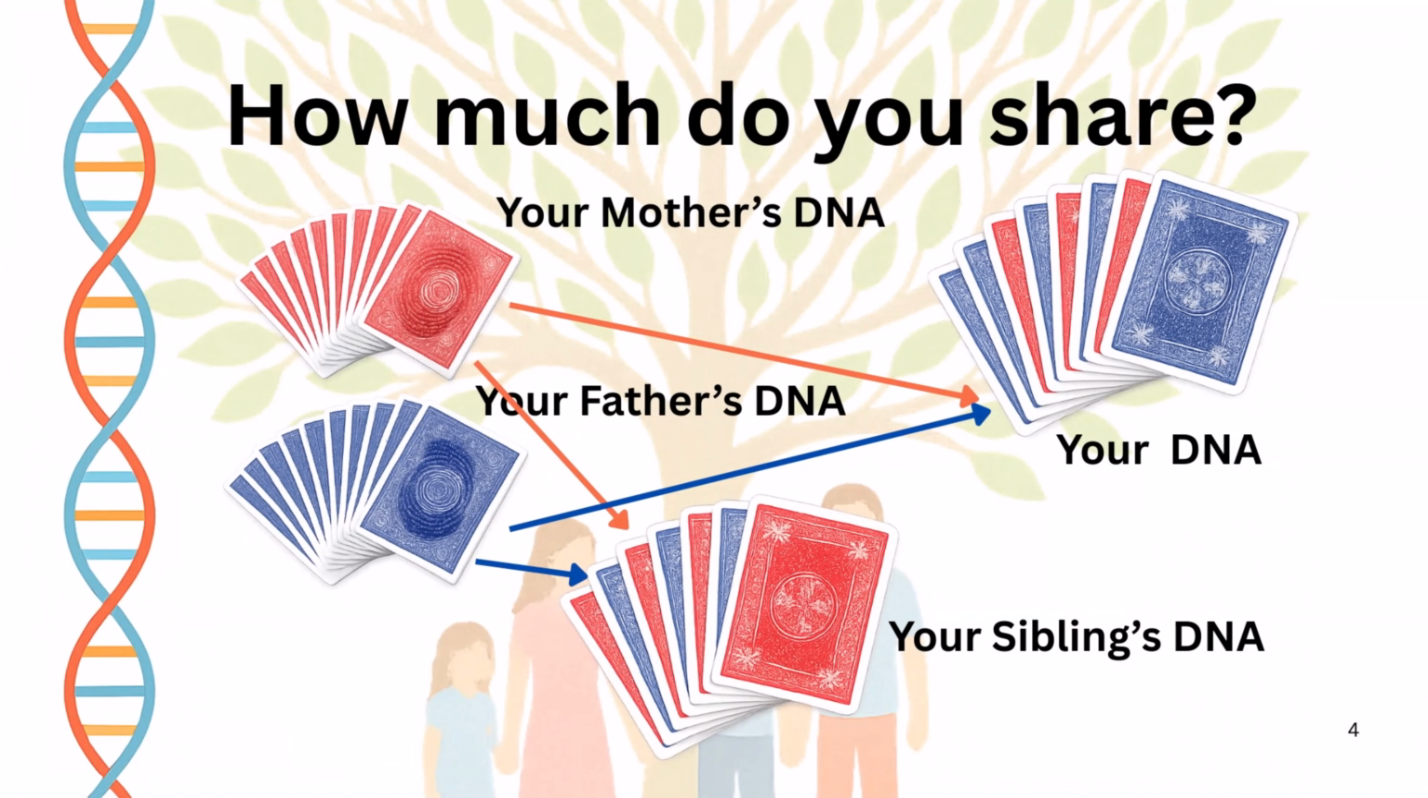How much DNA do you share with your brother or sister? In this illustration, each fan of cards represents the DNA of you and your sibling. Both siblings received half of their DNA from the same mother, the red cards, and half from the same father, the blue cards. However, notice that the mix of red and blue cards is different in each fan. That's because each child inherits a different random selection from each parent. The decks were shuffled separately for each child. Because of this, full siblings usually share about 50% of their autosomal DNA, but not exactly the same 50%.